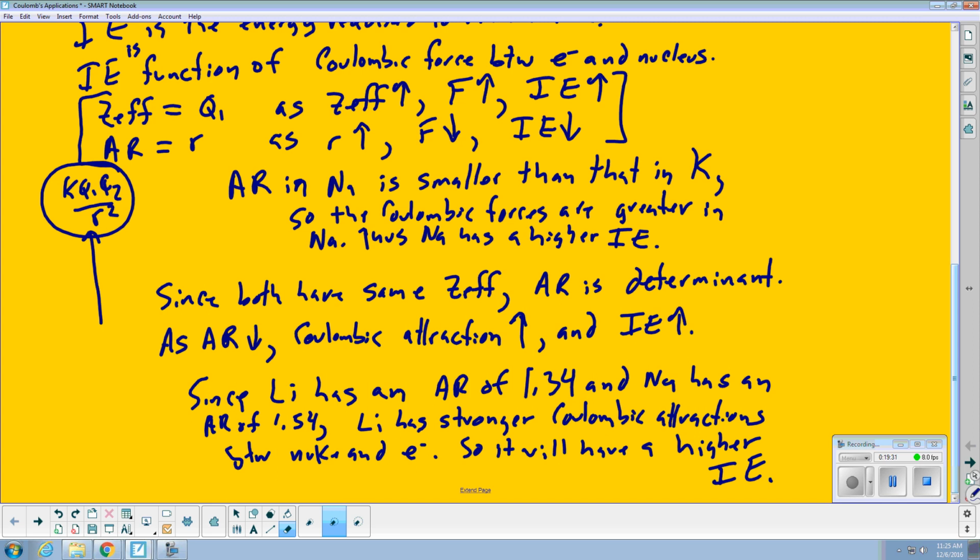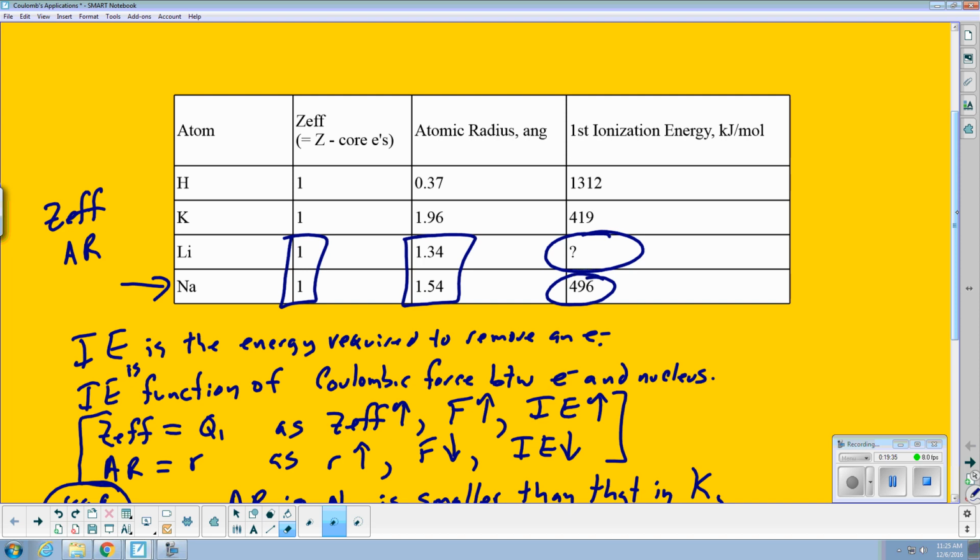Do you believe me? Well, let's take a look at data. The ionization energy of lithium, according to Brown and LeMay, is 520 kilojoules per mole. And that indeed is greater than sodium. Perfect. All right, so let's see if you can do this on your own. Let's go to the next question.